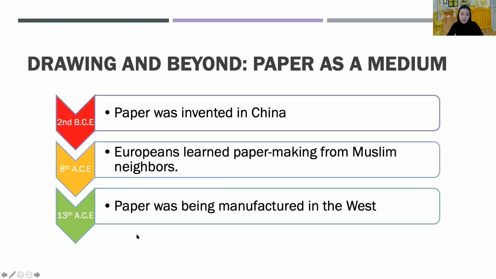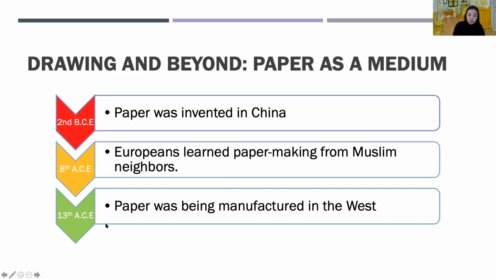So let's see a brief paper history. Paper was invented in China in the 2nd century BCE. Buddhist monks spread the paper making technique across Asia. And about the 8th century, Muslims arose in the Middle East, and Muslims played a role as a bridge between China and Europe to spread the paper making technique.